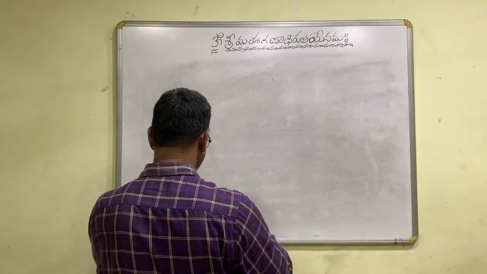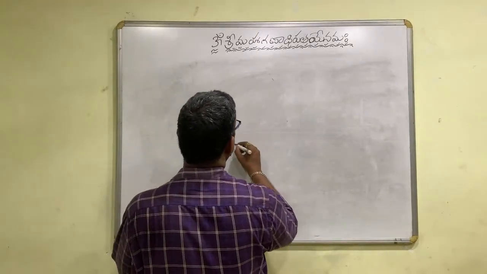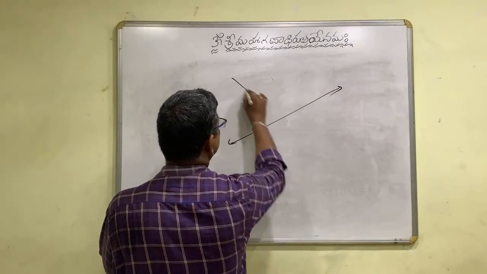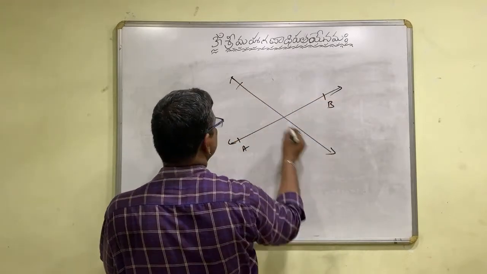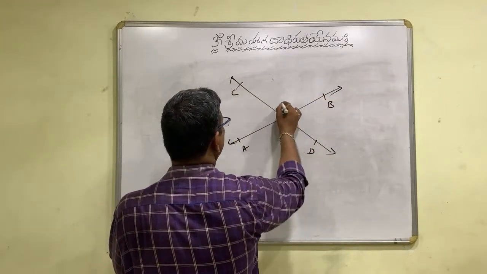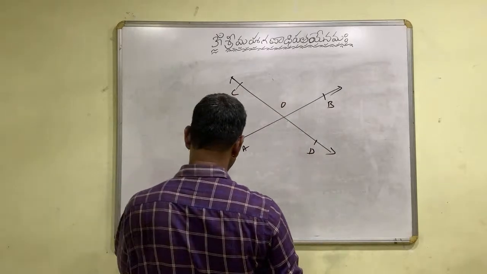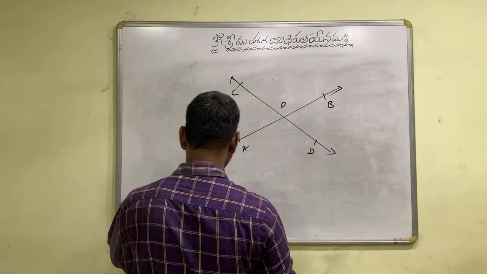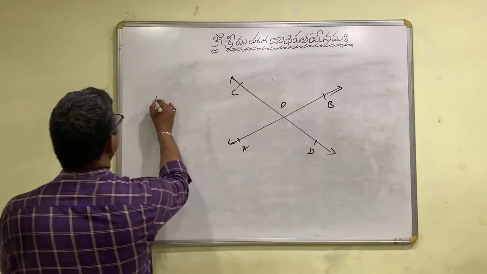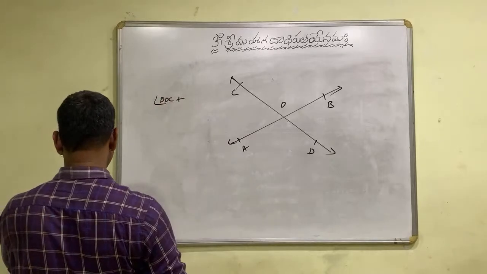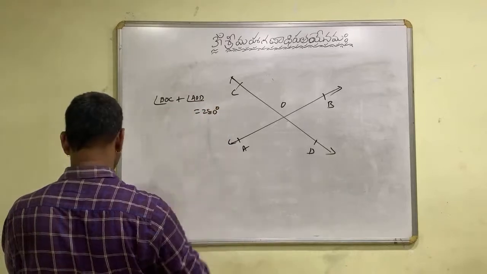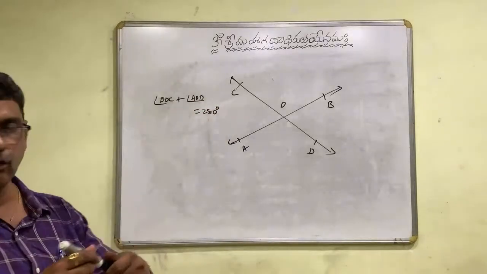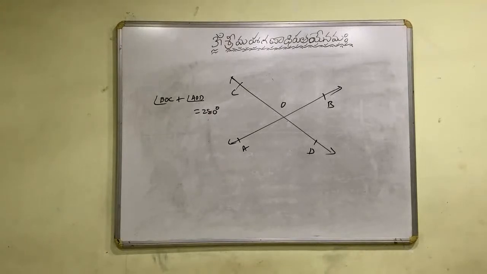There are two straight lines like this, AB and CD. They are intersecting at O. Angle BOC plus AOD is given as 280 degrees, and we need to find all the four angles. Any idea from your side?